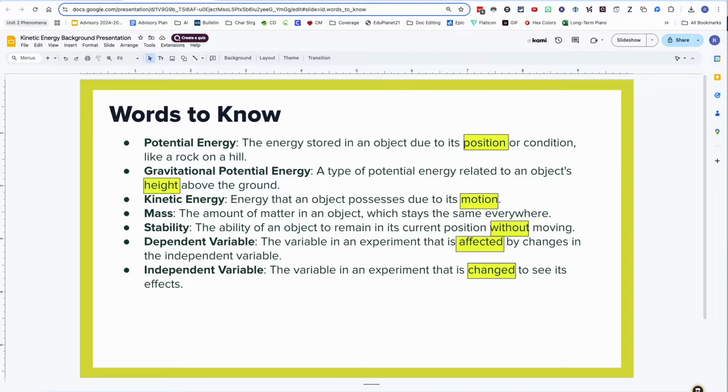Kinetic energy. Energy that an object possesses due to its motion. Mass. The amount of matter in an object, which stays the same everywhere. Stability. The ability of an object to remain in its current position without moving. Dependent variable. The variable in an experiment that is affected by changes in the independent variable. Independent variable. The variable in an experiment that is changed to see its effects.